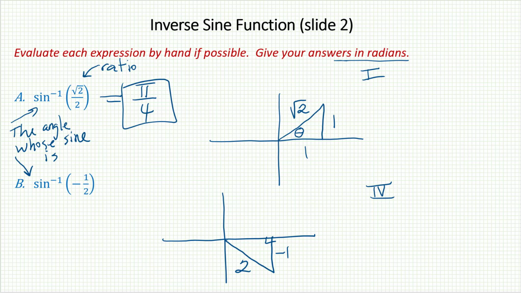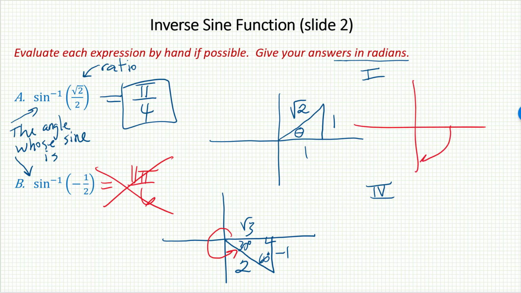Well, we've drawn this picture many times. It's just a 30, 60, 90 triangle in the fourth quadrant. I want to know the angle. Now, maybe you're thinking, it looks like it's going to be 330 degrees. 330 degrees is 11 pi over 6. Well, that cannot possibly be the answer. The reason for that is that the sine inverse function has never heard of an angle that big. It only specifically knows about angles that are between negative 90 degrees and positive 90 degrees. It's never heard of 330 degrees.